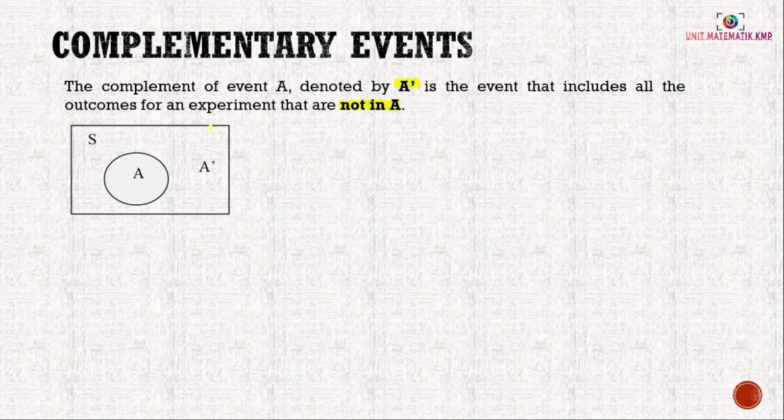Okay, A prime is not in A. So this is our Venn diagram. S represents our sample space. Okay, A ni adalah subset, event A adalah subset kepada S. Jadi A prime tu adalah selain daripada A. So dia berada di luar circle.